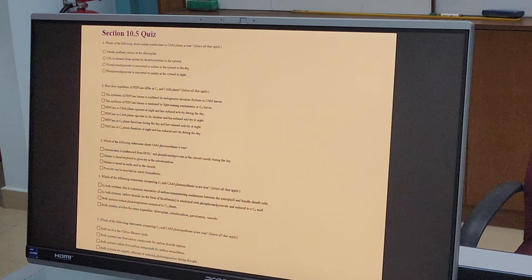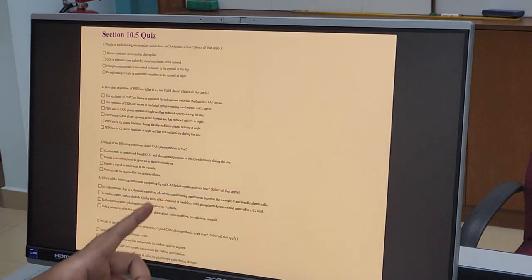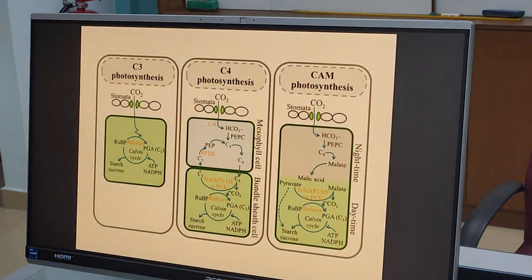Okay. Wait a moment. So I put the summary here that you can read later. So this is the summary for all the important metabolism.